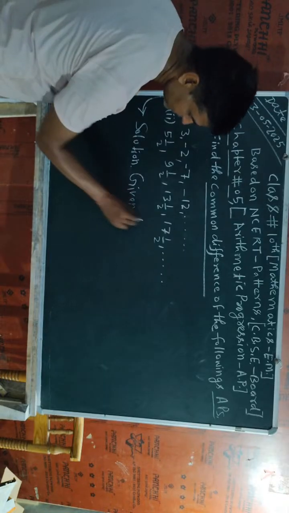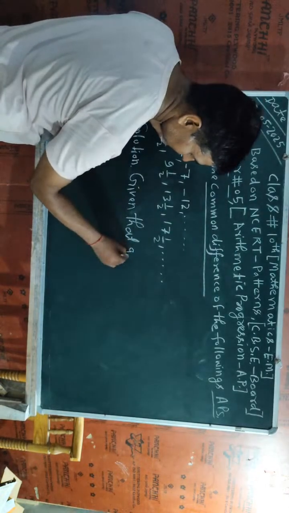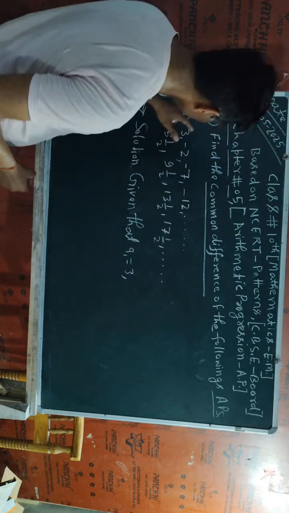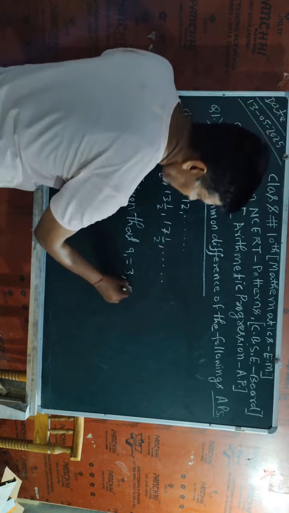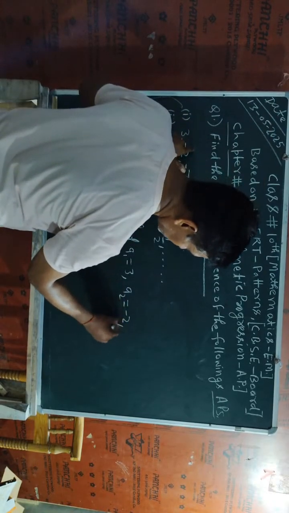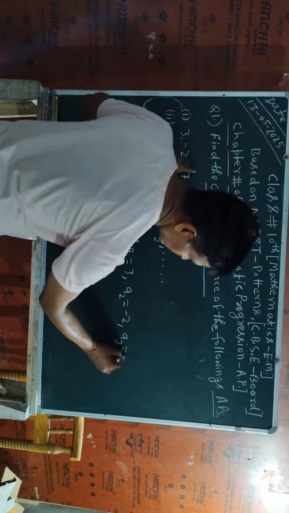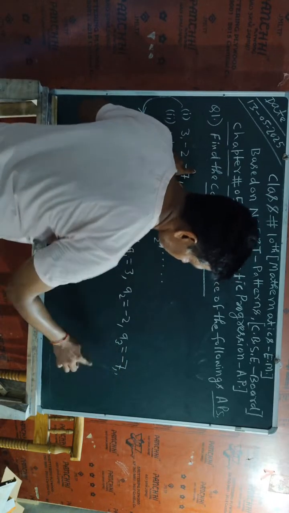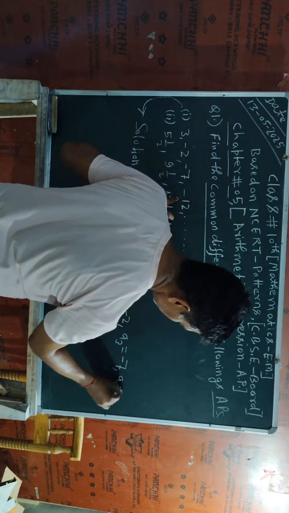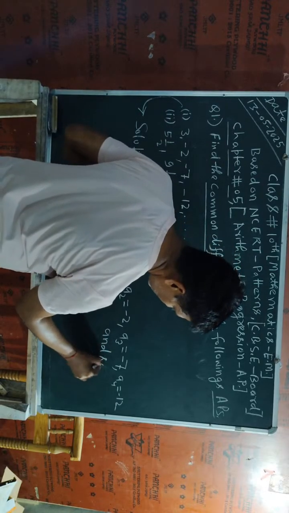Here I will write given. Given that, first I am writing A1, whose value is 3. So here I have put the value of A1 as 3. Now the value of A2 available is -2, so I will put here -2. Now the value of A3 is -7, so I will put here -7. And the value of A4 is given here as -12, and so on. We have to write and so on.